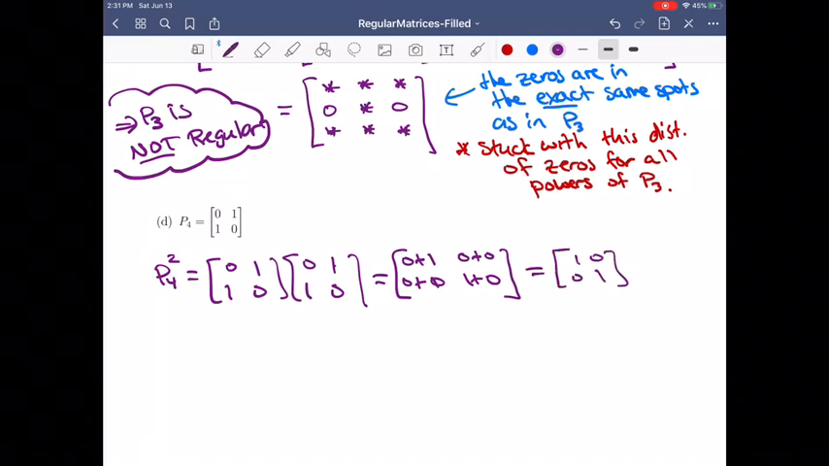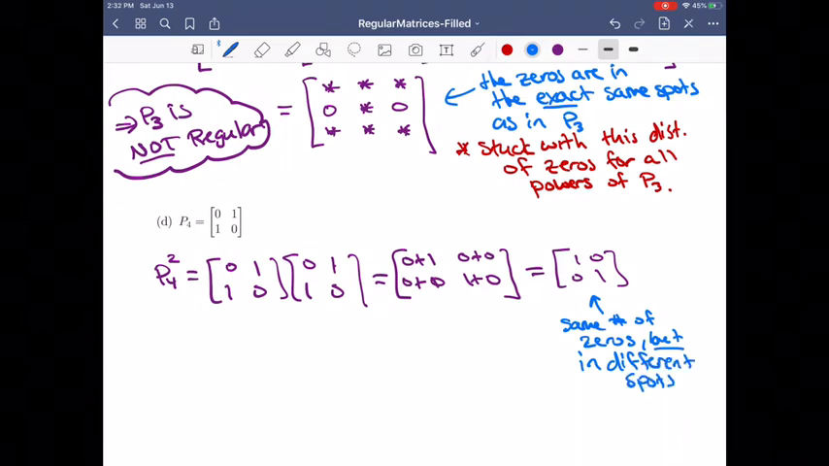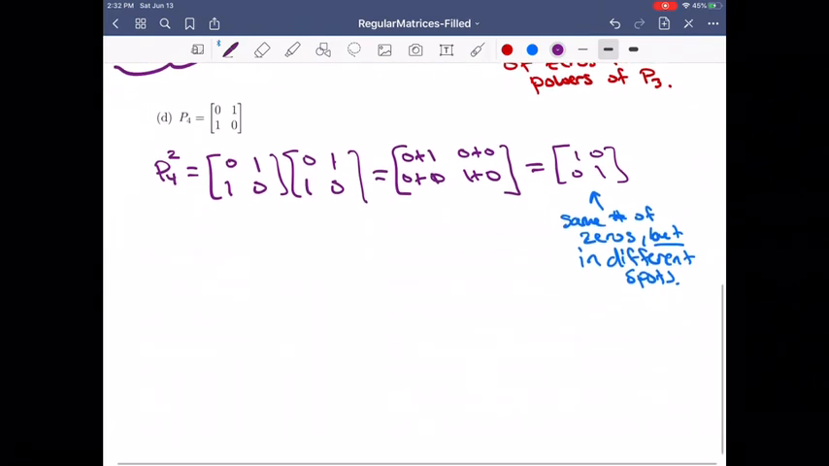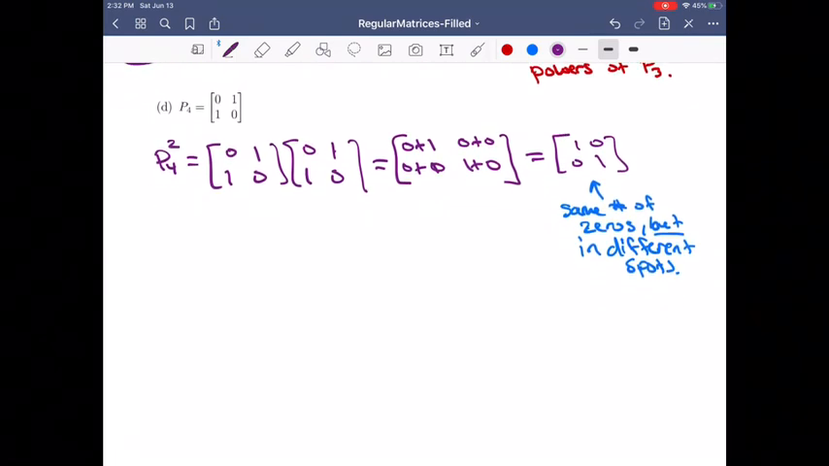Okay, so it's not the same. Okay, we have the same number of zeros, but in different spots. Okay, so we can't stop at this point, although we sort of can because this is the identity matrix. So we can sort of already know what's going to happen when I do the cube, but let's just do it.